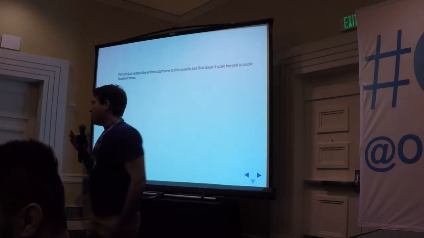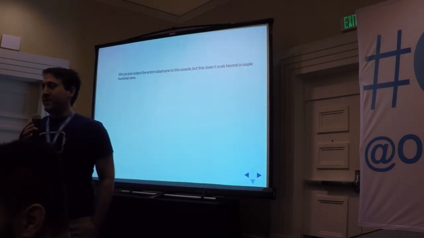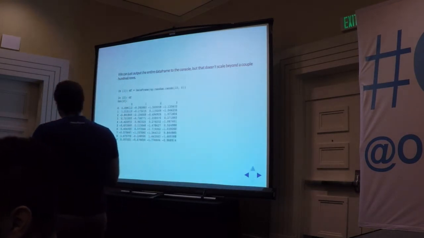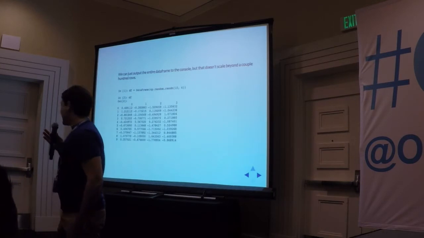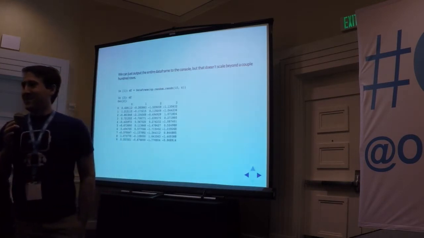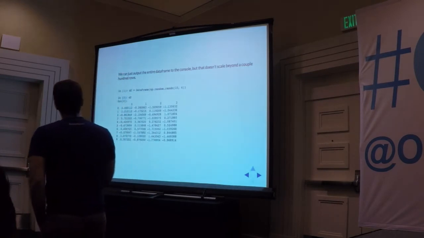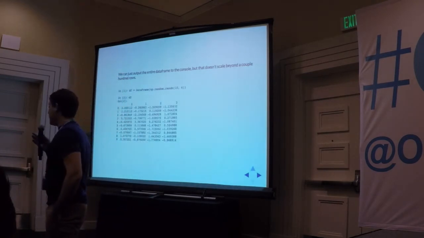Okay, so the first thing you might say is, let's just dump the data frame into the console and look at it with my eyes. Maybe I could get something. Well, you can see here, that doesn't work very well. There's a bunch of numbers, but we don't know, is this a normal distribution? Is this somewhat skewed? You really have no idea what you're looking at here.